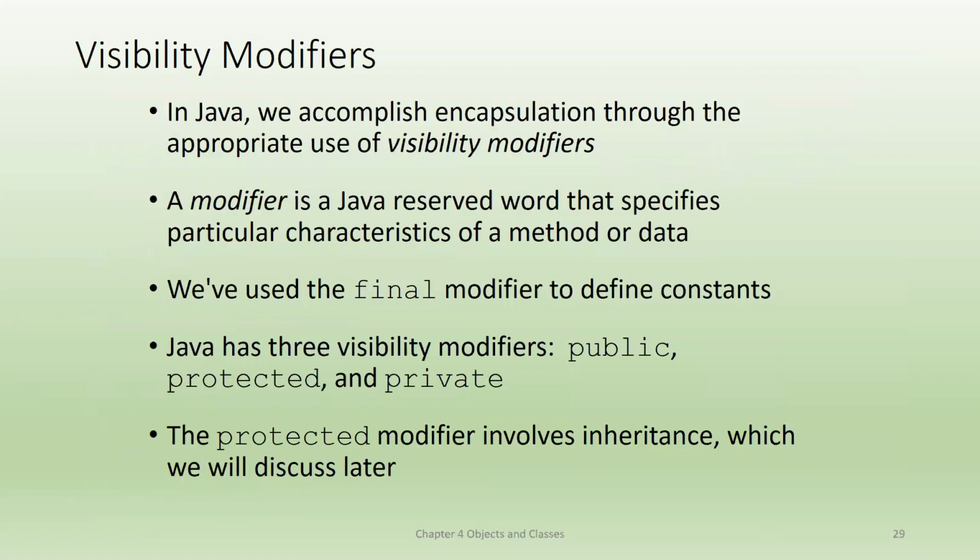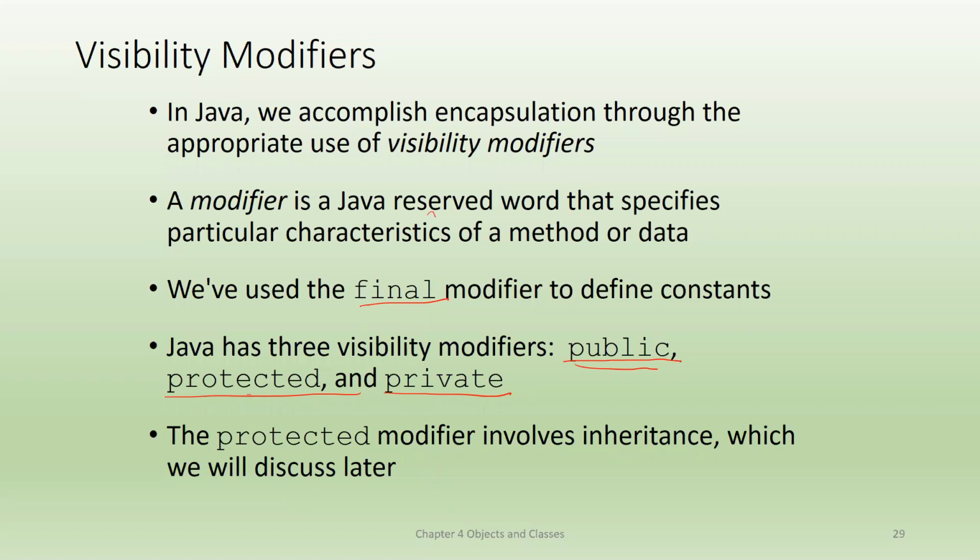Okay, here is what Jesus was asking just now, right? In Java, we accomplish encapsulation through the appropriate use of visibility modifiers. A modifier is a Java reserved word. Final is a modifier. That means you cannot change the variable. And then there are three access modifiers: public, protected, and private. Public means everybody can see it. Clients, bystanders, wanderers, whoever.